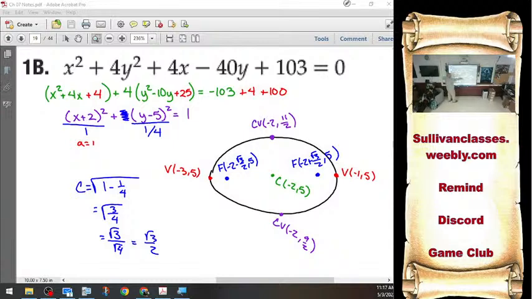Now, I have mine drawn here, and everything looks fine and dandy. The foci are -2 plus or minus C. This is the x-axis. You have -2, and then they're side by side: -2 plus a value, -2 minus a value. There you go.